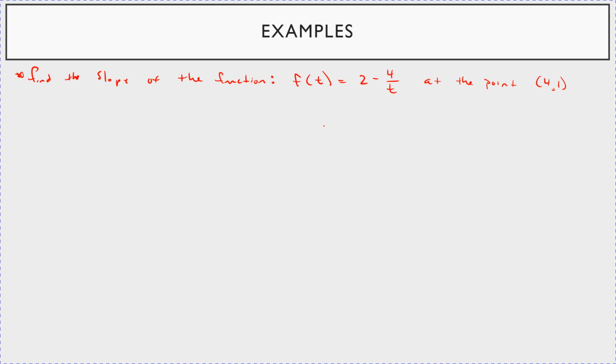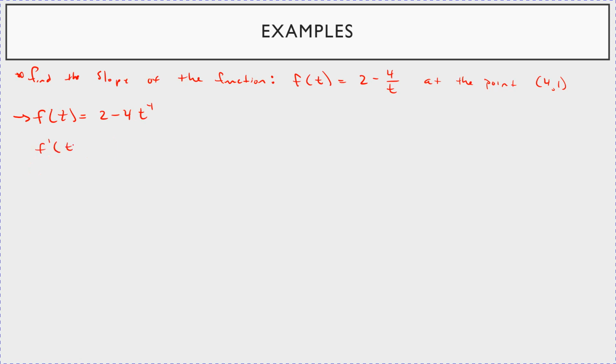All right, so to find the slope, what gives the slope of a function at a given point? That's the derivative. So first you need to find f prime of t. So I'm going to need to rewrite this. F of t is equal to 2 minus 4 t to the minus 1.